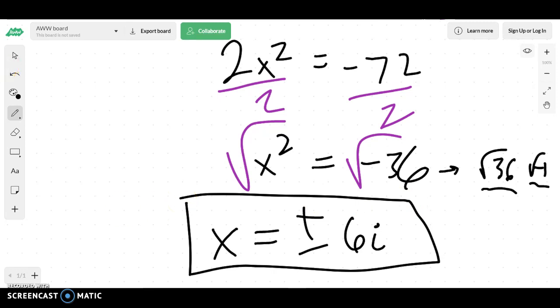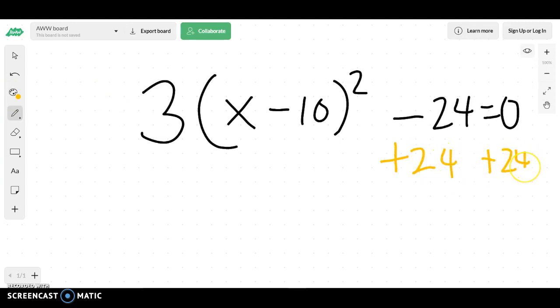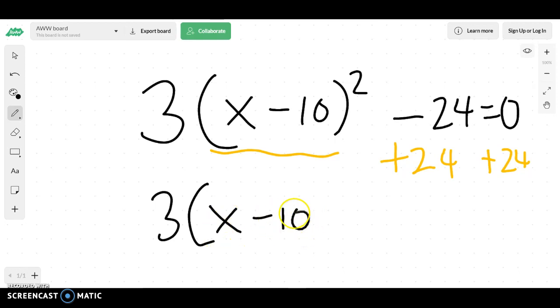Let's do 2 more problems. Okay, let's say I'm going to solve this one. The first thing that I would do on this problem is I would want to add 24. Some people try to deal with this squared term first, but you just want to leave it. Just leave the squared term as it is. So you add 24. You have 3x minus 10 squared equals 24.